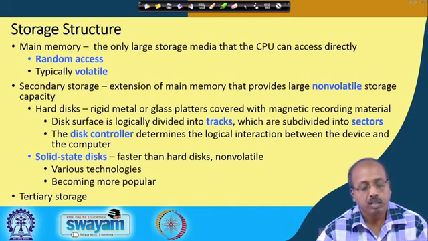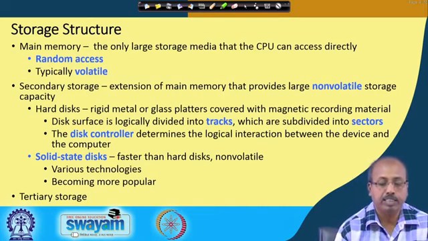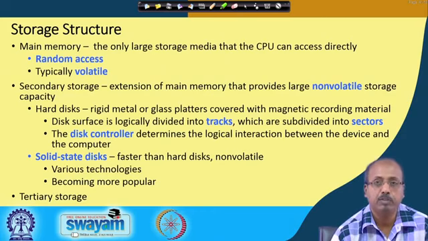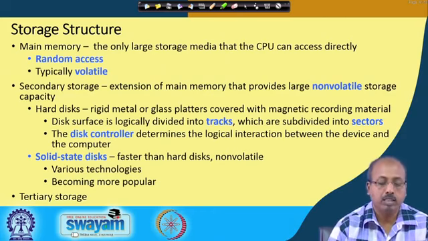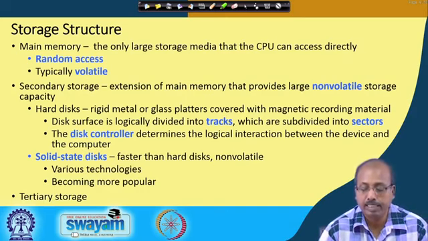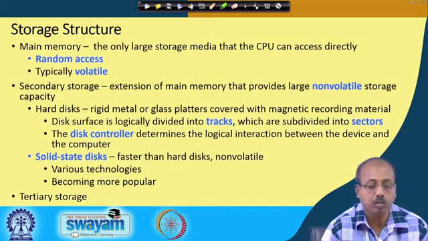This main memory has the feature that it is random access. Some address is provided, and that particular location can be accessed, and it is typically volatile. If you switch off, the content of the main memory will be lost. Main memory is limited in size; though it is large, it is not that large. So, we have the secondary storage, the extension of main memory that provides large non-volatile storage. This is very important: it is non-volatile, so content will not be lost even if you switch off the system.